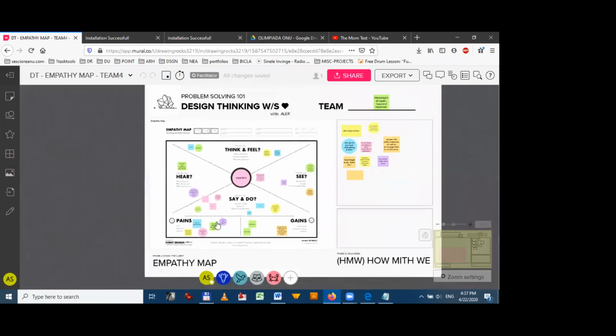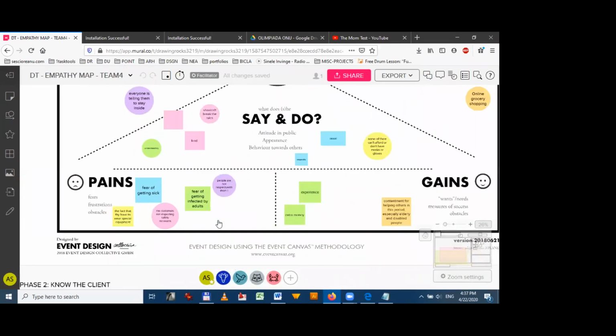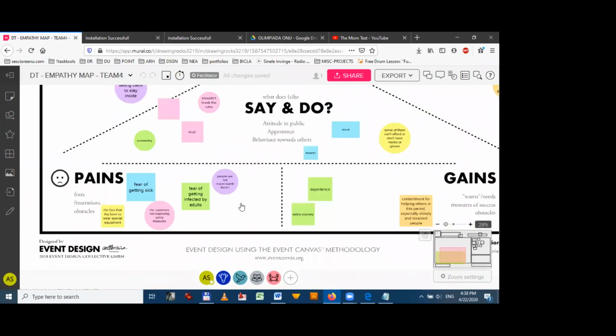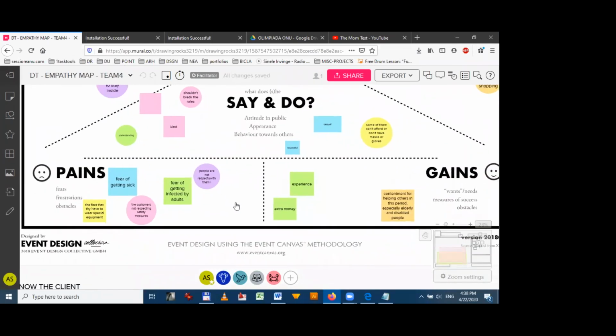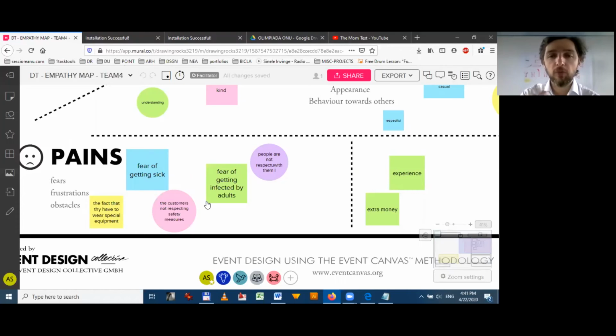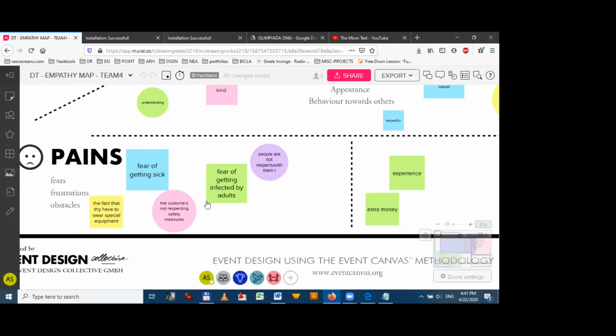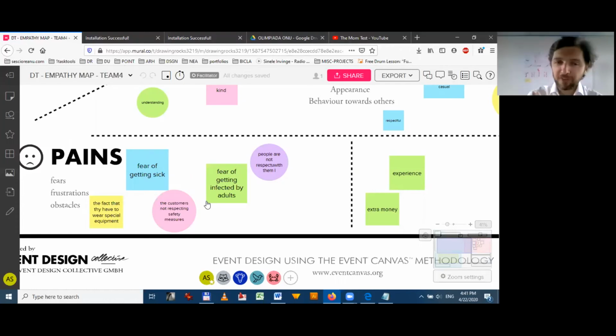So couriers, when we refer to them, we thought of the ones that bring food. Fear of getting infected by customers. So how might we, in this case, help them not get infected? This could be one, yeah, super. What others can you find on this one? How might we what?